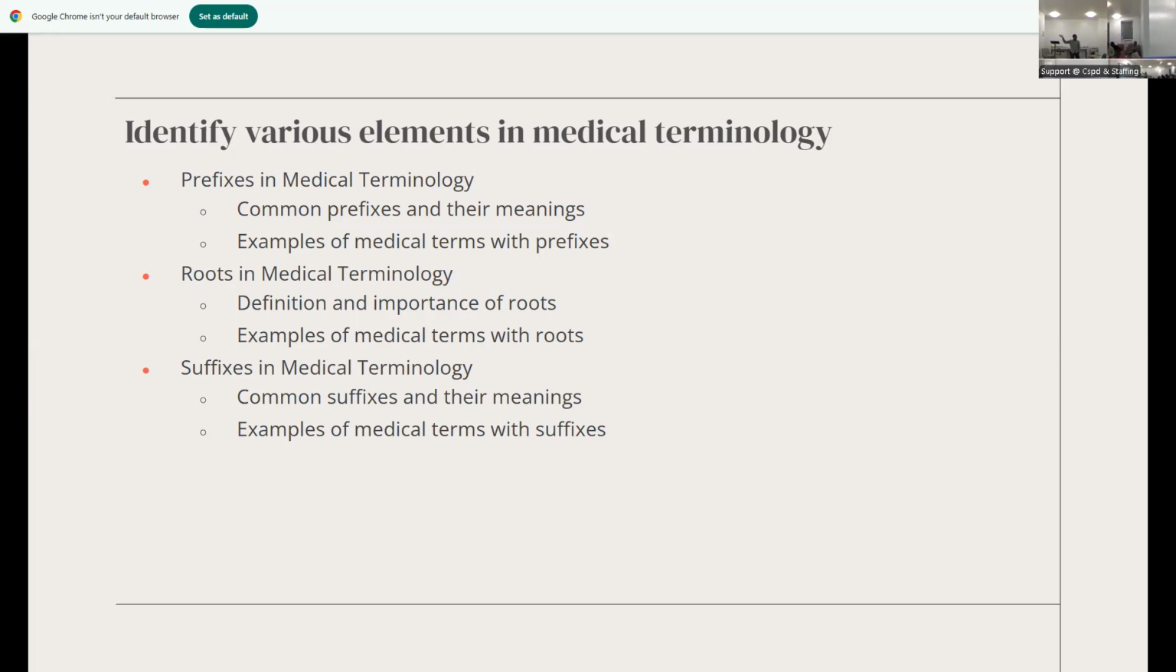All right, and like I gave you the example of So-and-so the Third, Junior, Senior. Those are the suffixes. Yeah. But in medical terminology, it's different. It tells you what happens after the root word. That's the common suffixes and their meanings and examples of medical terms with suffixes.